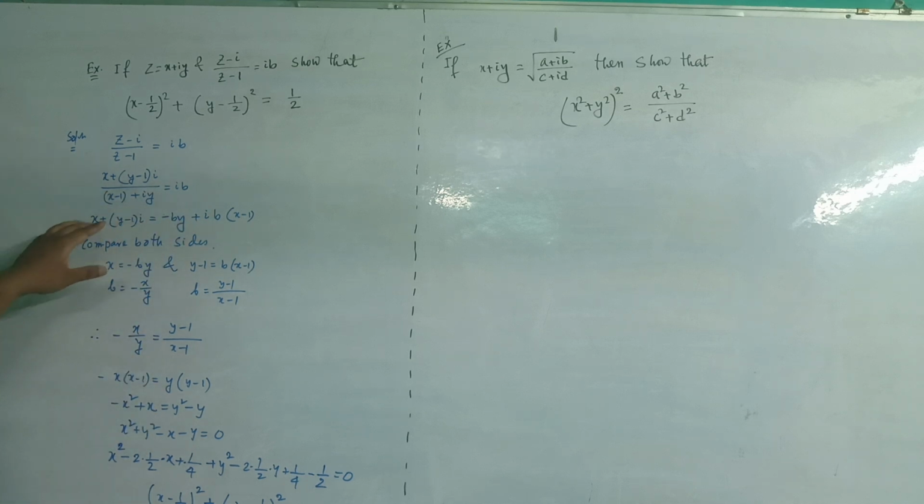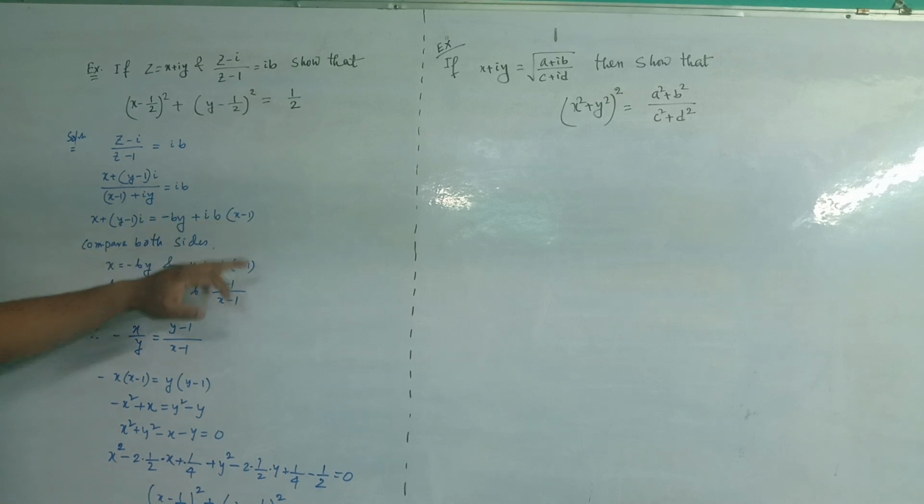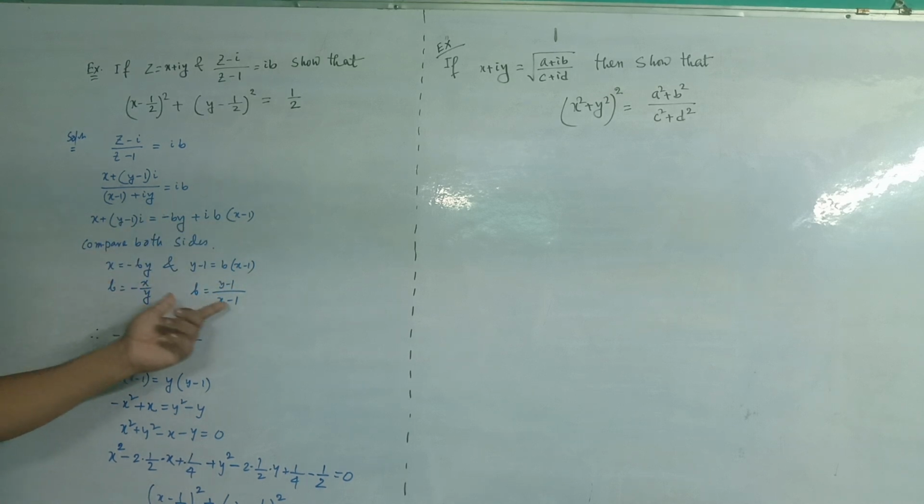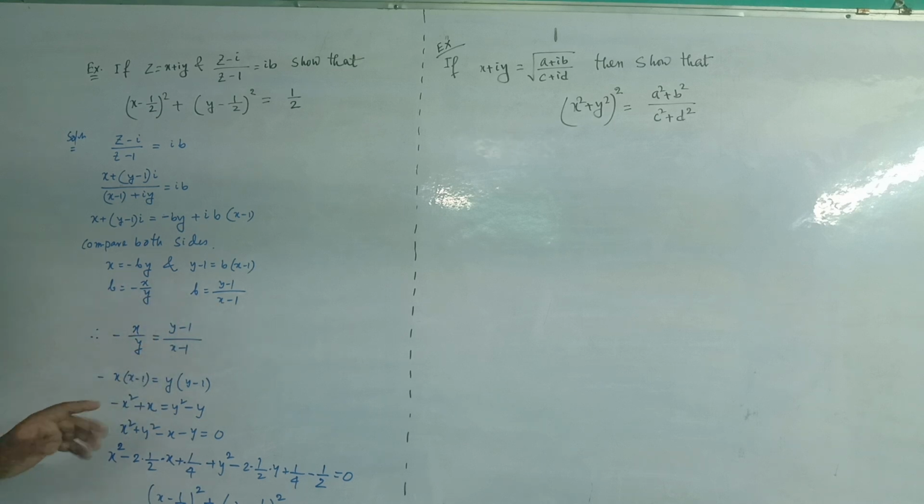So compare both sides, real and imaginary part. You will get x is equal to minus b, and y minus 1 is equal to b into x minus 1. So this b and this b are the same, so that's why this is equal to this, and with just simple calculations you will get this value.